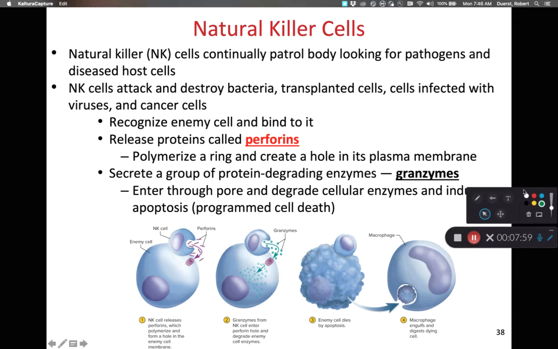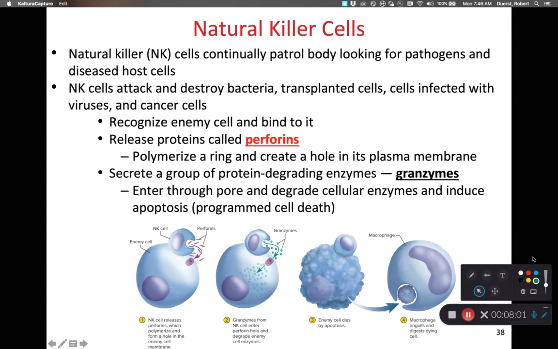So let's talk about natural killer cells in more detail. You may have noticed I skipped over T and B cells. We're going to have separate lecture recordings dedicated to those cell types because, oh man, there's a lot of stuff to say about T and B cells. Let's talk about natural killer cells, though.